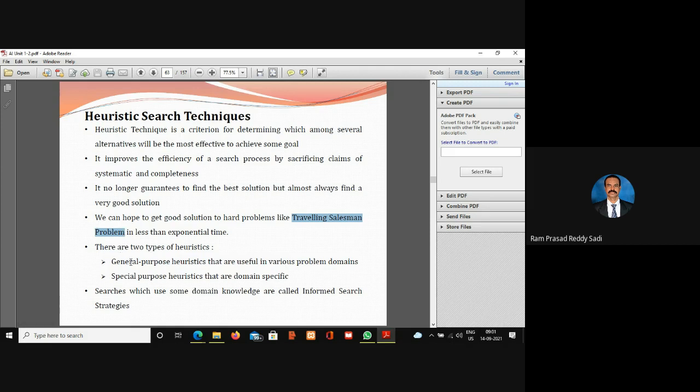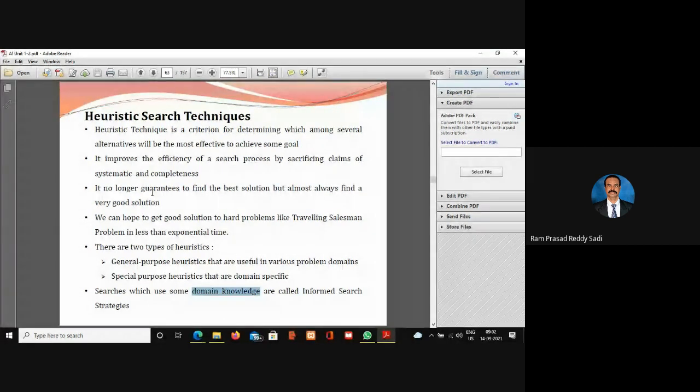There are two types of heuristics: one is the general purpose heuristic, the other is the special purpose heuristic, just like general problem solving and specific problem solving. General purpose heuristics are useful in solving various problem domains, that means they can be applied to several types of problems. When it is specific, it applies to a specific domain only. These searches definitely use some kind of domain knowledge. That's the reason we call them informed search techniques. The previous exhaustive searches we call uninformed search strategies.